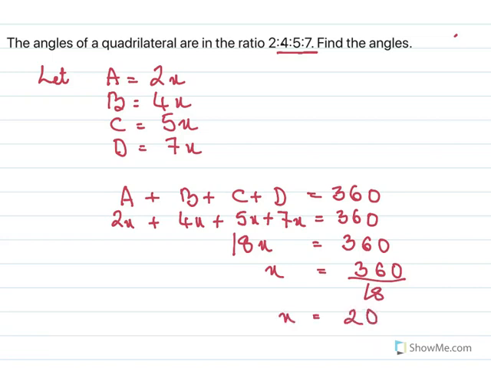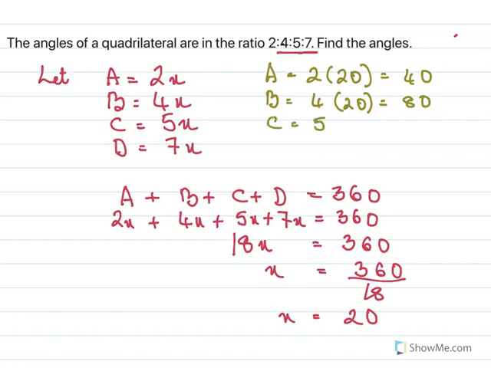So x is 20. So when we want to find A, it will be 2 into 20 because x is 20, that is 40. B will be 4 into 20, 80. And C is 5x, so 5 into 20, 100. D will be 7 into x, 7 into 20, and that is 140.